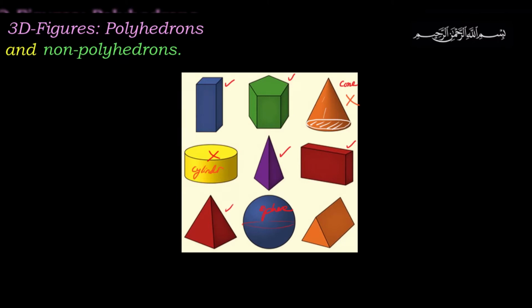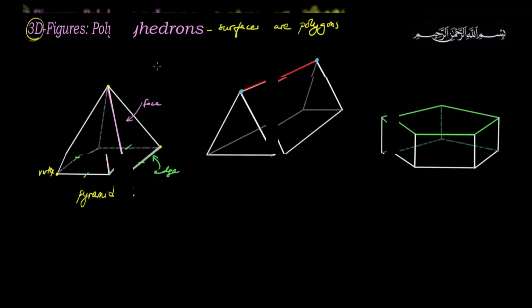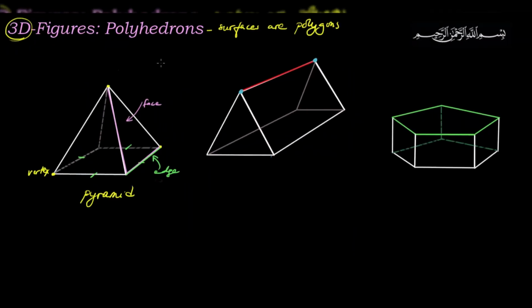So of all of these, we have decided here that a cone, a cylinder, and a sphere are not polyhedrons. They're nice looking figures, but they're not polyhedrons. For polyhedrons, all the faces have to be polygons. Okay, so the polyhedrons that we're going to study fall into two major categories. There are two types of polyhedrons that are of particular interest to us.